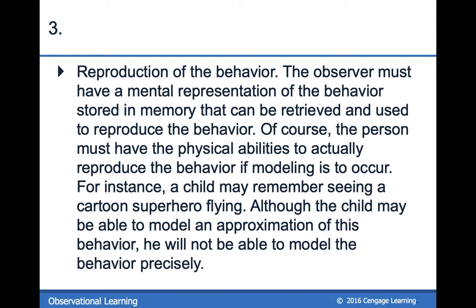Then they have to reproduce the behavior. The observer has to have a mental representation of the behavior stored in memory, and then the person has to have the physical ability to actually reproduce the behavior if modeling is to occur. So, for example, a child can remember a superhero flying. The child will not be able to fly themselves, but they'll be able to model an approximation. So they may jump off of things to say that they're flying, or again, they'll put their arms in front of them and run around really fast with a cape on, and that'll be flying. But obviously, they're not actually going to be able to fly.